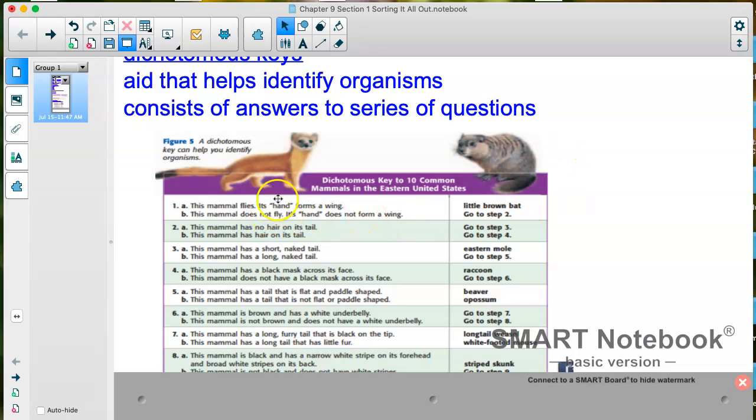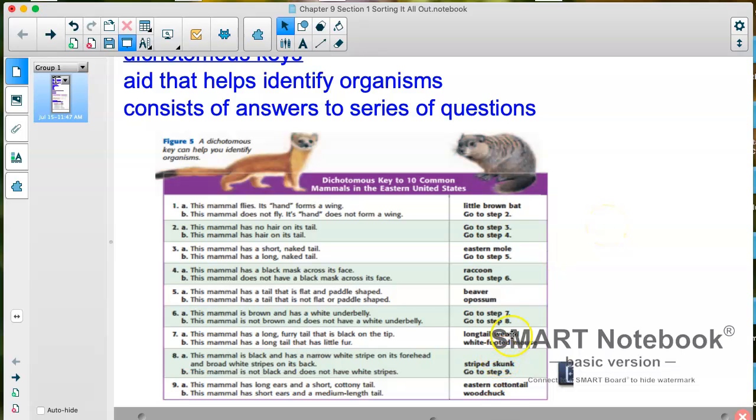So for example, if we're identifying an organism, the first question is, this mammal flies, its hands form a wing, so it's a little brown bat. But this mammal doesn't fly. If it doesn't fly and its hand doesn't form a wing, we have to go to step 2. Then when we get to step 2, we skip around and we eventually can name the organism. So that's just the basics of it, but it is kind of neat to take a look at. So we'll come back together now.